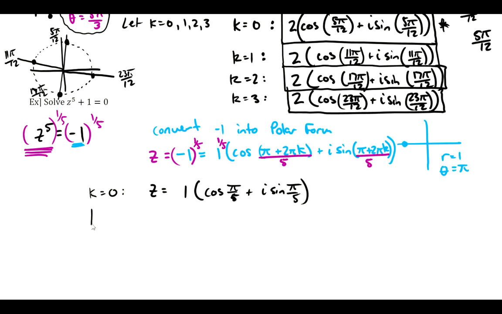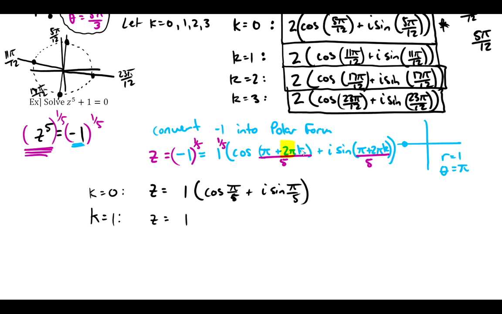And then keep it going. Okay, so I need 5 answers because that's the 5th power. So the 5th root, I should have 5. So we would need to go to k equals 4, it looks like. So my next answer, again, 1 to the 1/5 is instantly 1. However, this time around, all I'm doing is just adding my coefficient there.